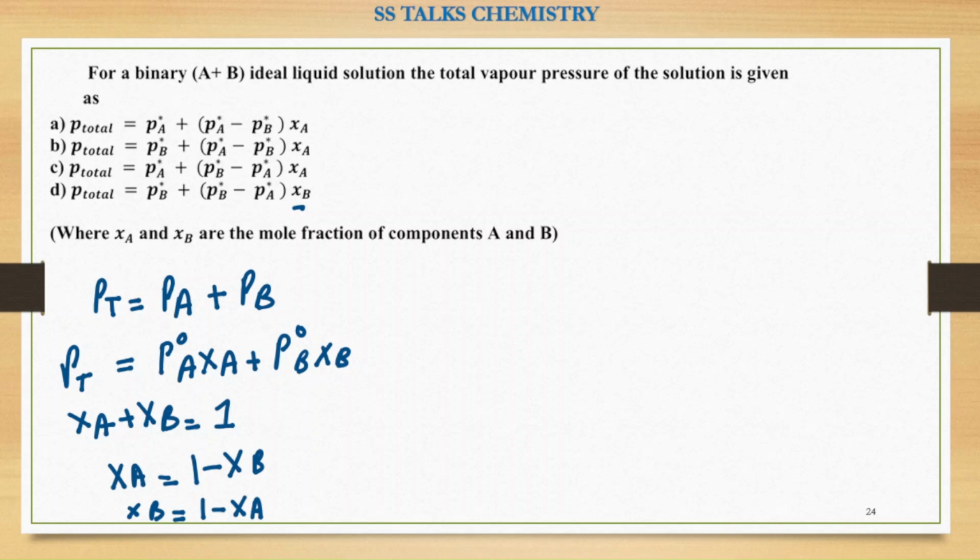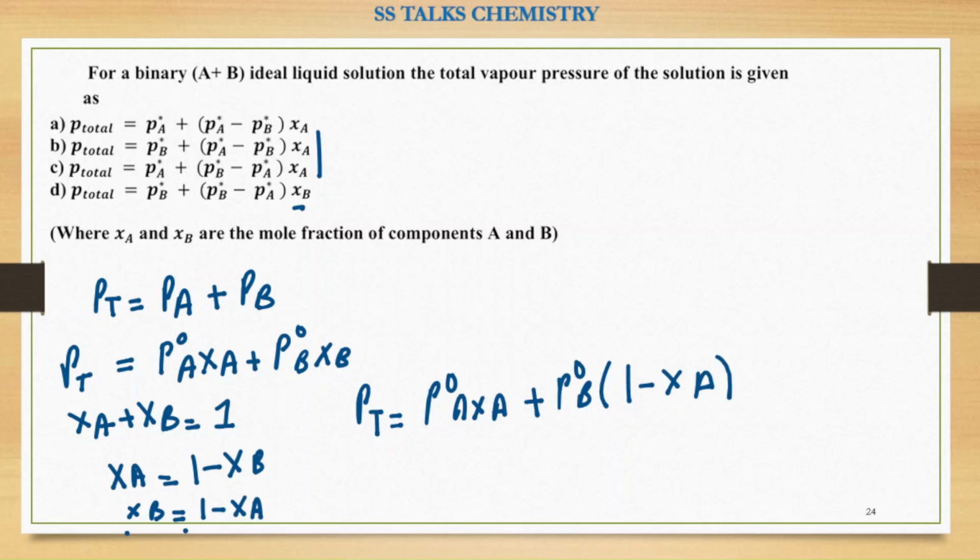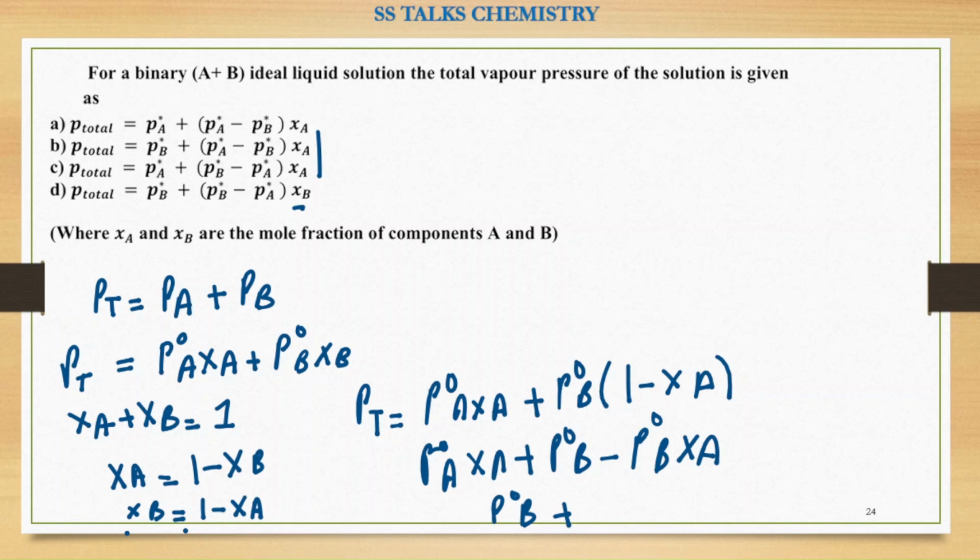I can see more of the options are in terms of XA, so let us take it in terms of XA only. So XB substitution we are making. P total will be equal to P naught of A into XA plus P naught of B into 1 minus XA. So we can say P naught of A into XA plus P naught of B minus P naught of B into XA. So we can write it as P naught of B plus P naught of A minus P naught of B into XA. This is the expression for P total.